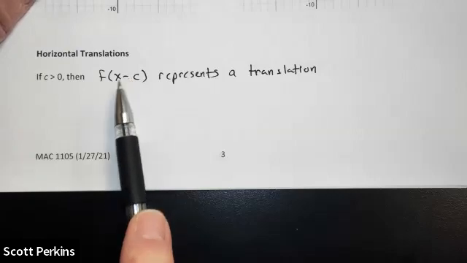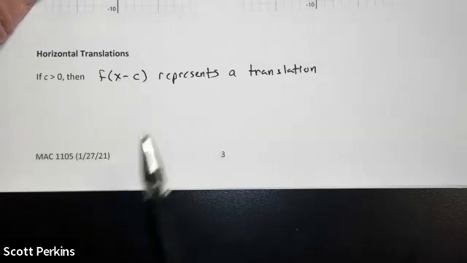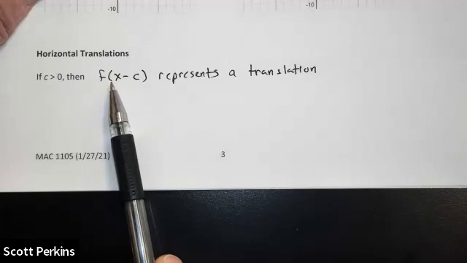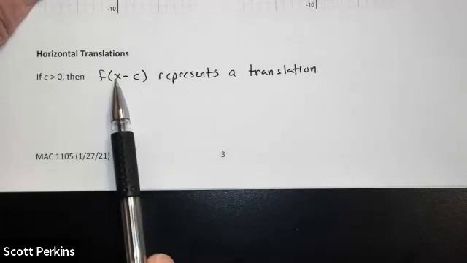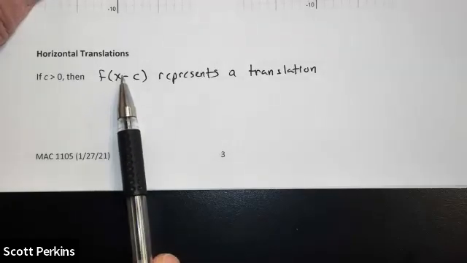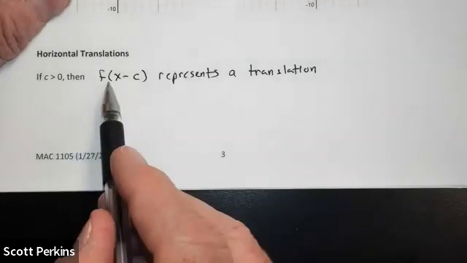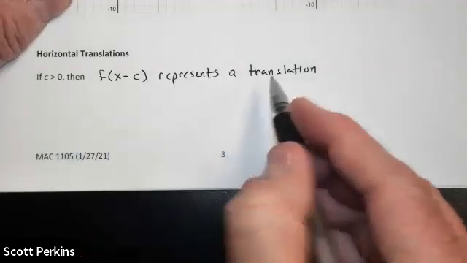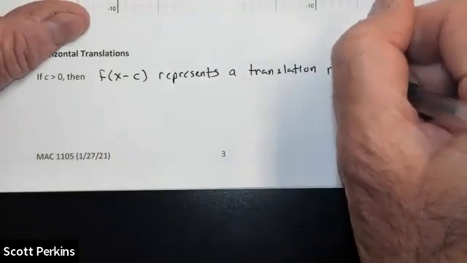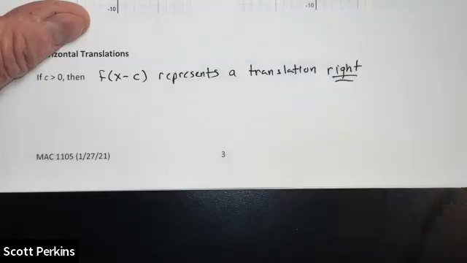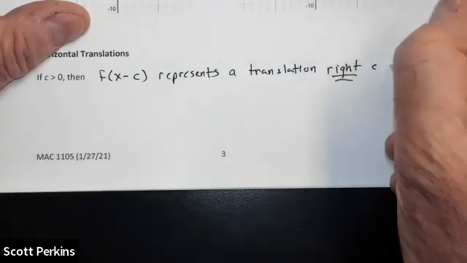Okay, you got to think about this. If you want a simple explanation, think about what makes this in here 0. It would be a positive c, minus c would give you 0. Okay, that would take you to your home point. And so when you have f of x minus c, that represents a translation right or in the positive direction, c units.